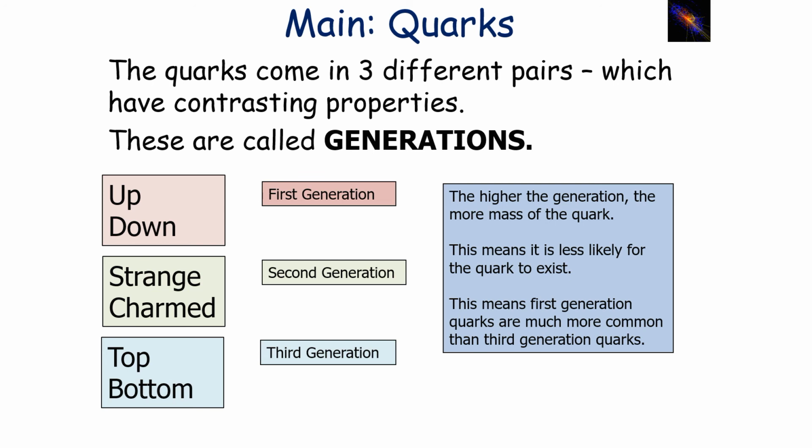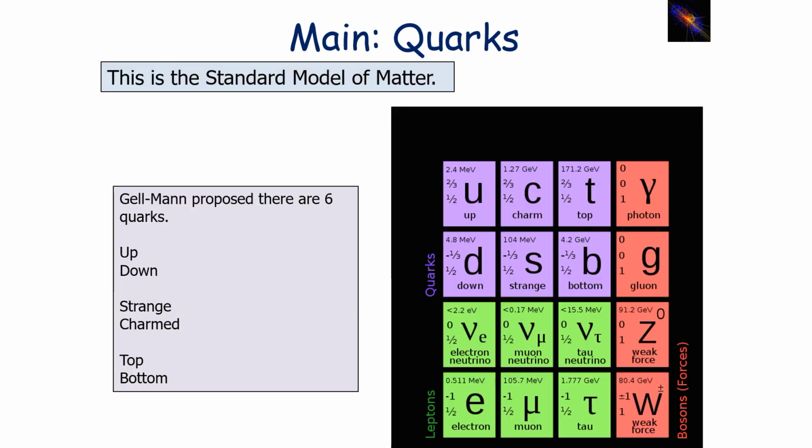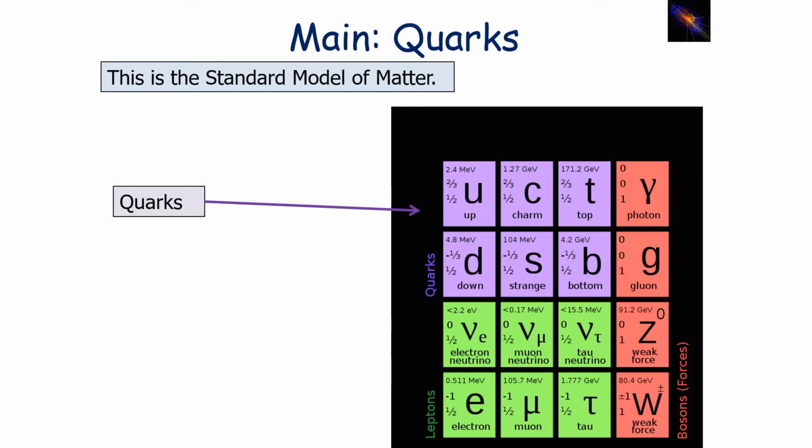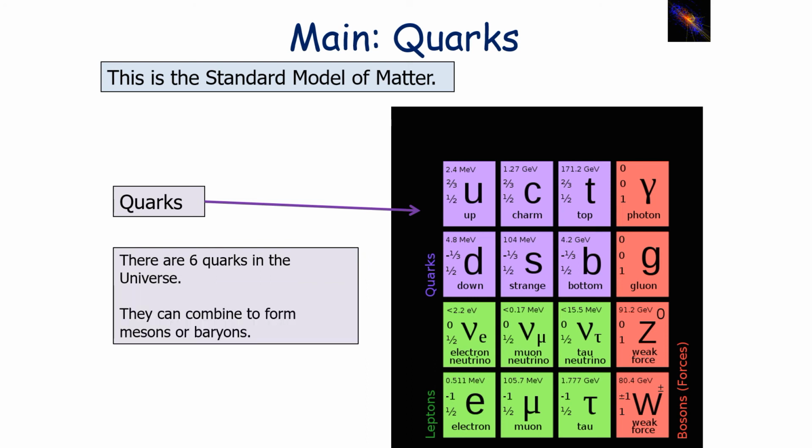This means it's less likely for the quark to exist. This means that first generation quarks are more common than those of third generation quarks, which is why protons and neutrons are made from first generation quarks. So that's a very, very important idea. So this is our standard model of matter. So we've got our 6 quarks: up and down, strange and charmed, top and bottom here. So our quarks, the 6 different quarks, combine to form mesons and baryons.